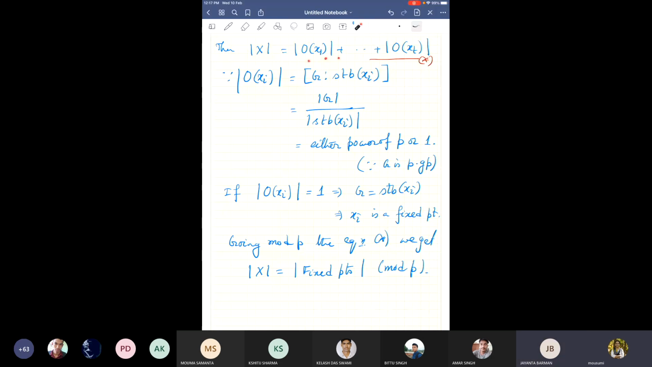So how many elements will survive here? As many as fixed points are there. Therefore, I am getting this. Is this clear now? Okay, ma'am. Yes, ma'am. Okay, so this is the fixed point congruence theorem. This is one of the applications of group action. Now let's see some other types of application. Should I go to the next page? Yes, ma'am.